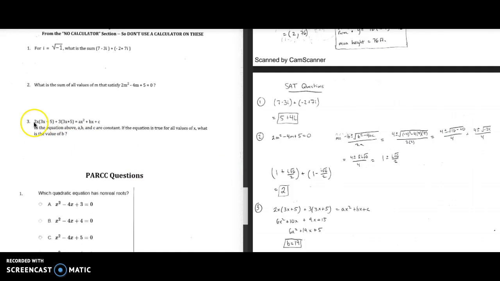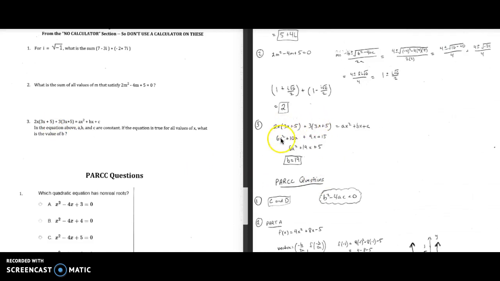Third question. We've got this equation. We need to find the value of b. So we're going to distribute the 2x to each of these terms. We're going to distribute the 3 to each of these terms. We're going to simplify. We're going to combine our like terms, and we're going to talk about what b is.